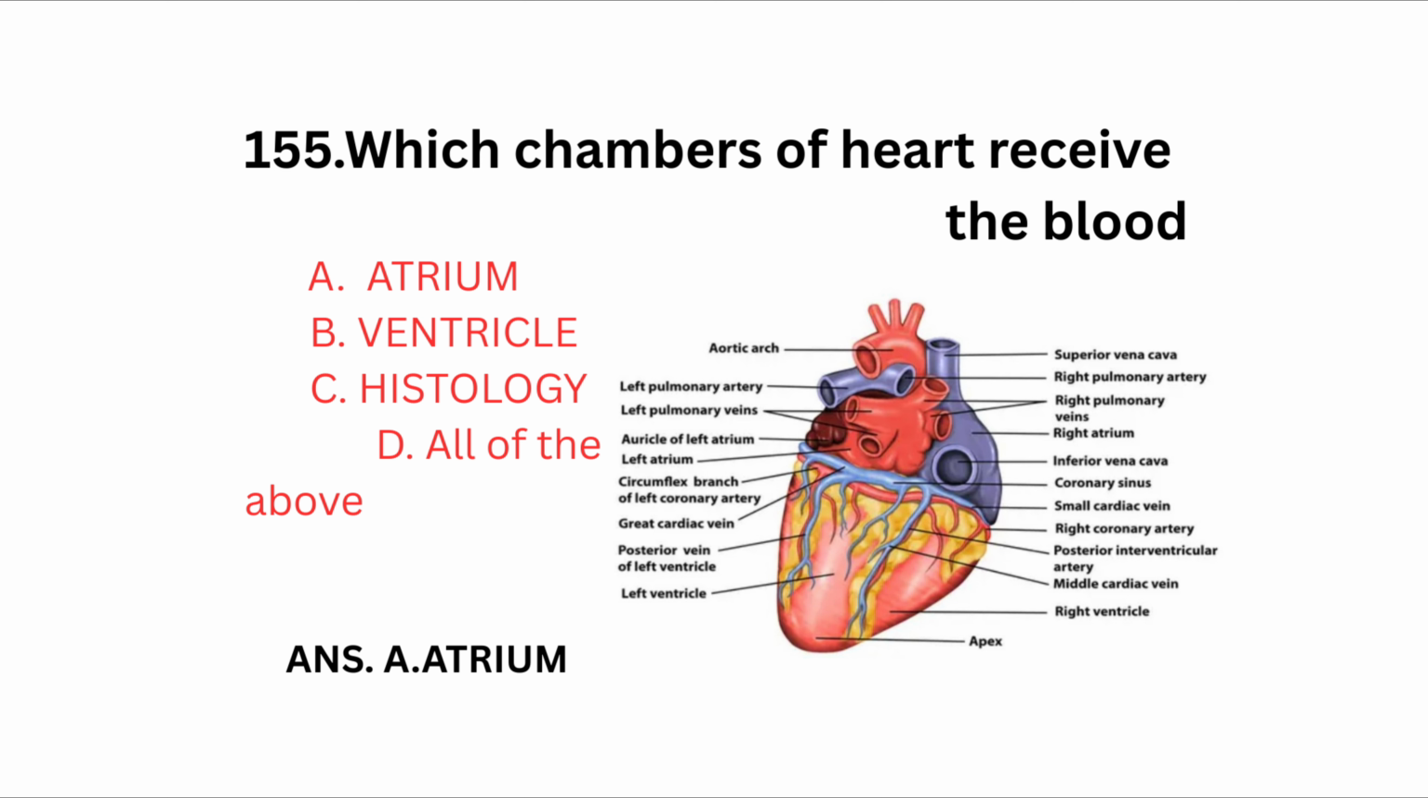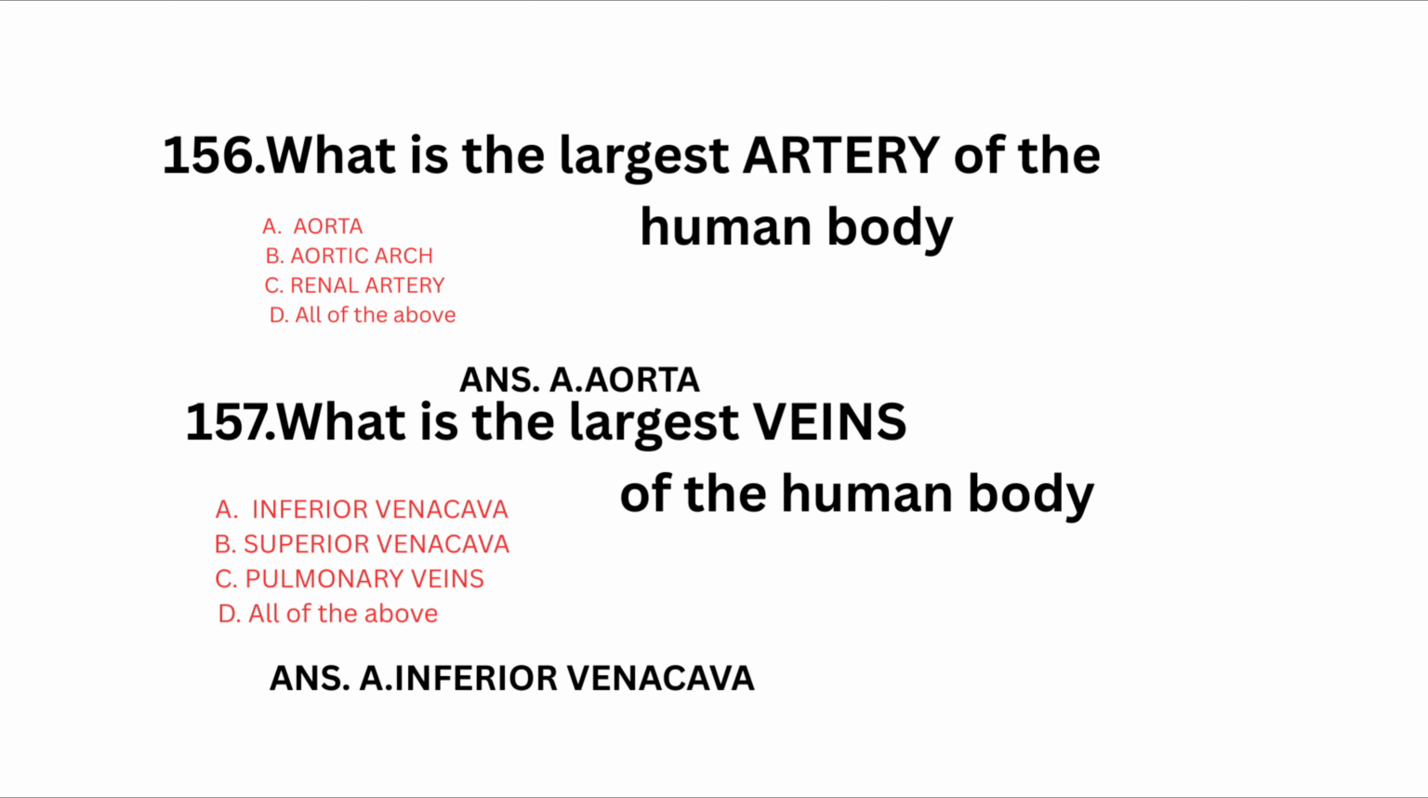Okay, next question. 156, what is the largest artery of the human body? A, aorta. B, aortic arch. C, renal artery. D, all of the above. Answer A is aorta.